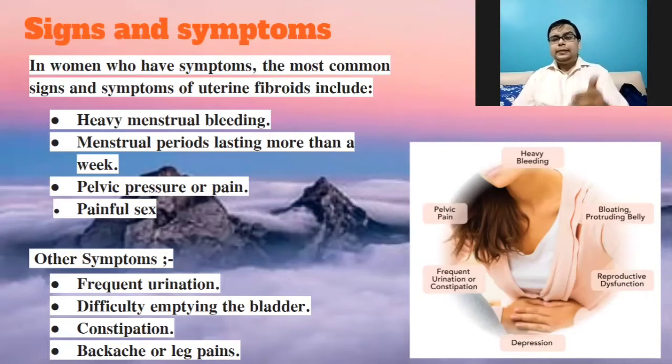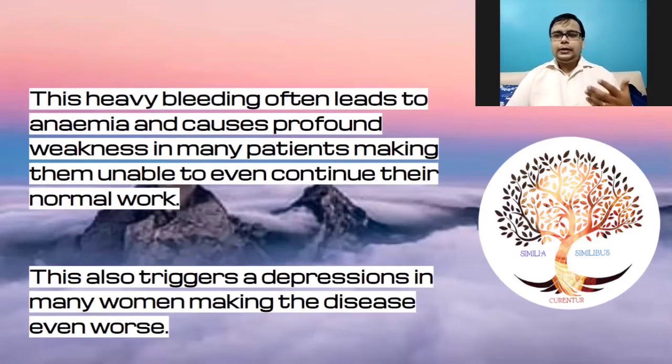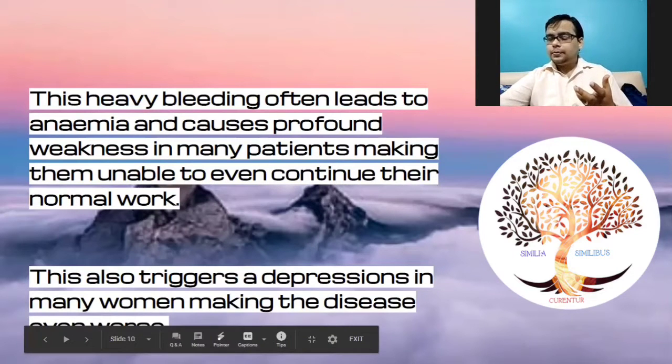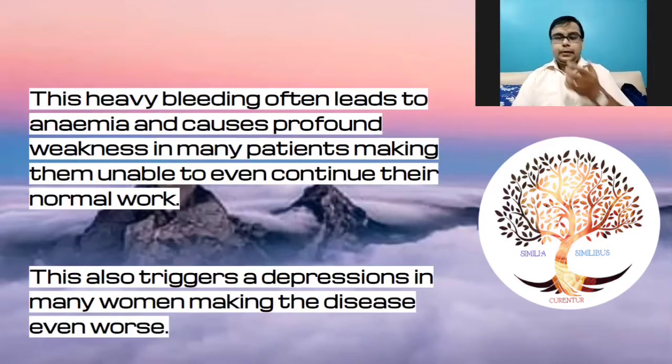So these are the symptoms. Whenever the patient is symptomatic, these kinds of symptoms may appear. The other symptom of uterine fibroid is that due to the bleeding, it produces anemia and causes profound weakness in many patients, making them unable to even continue their normal work. These are extreme scenarios which I have seen, and in these cases it also triggers depression in many women, making the disease even worse.